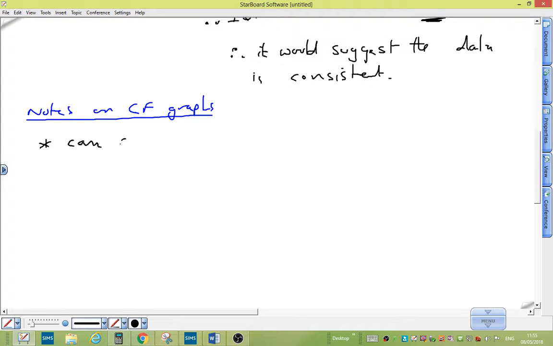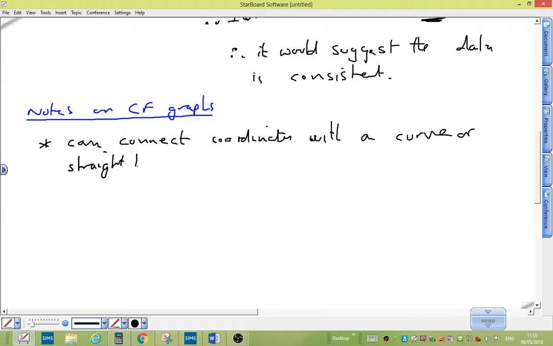Can connect coordinates with a curve or straight line. So you might see both in the exam, it doesn't matter, straight line. Okay.